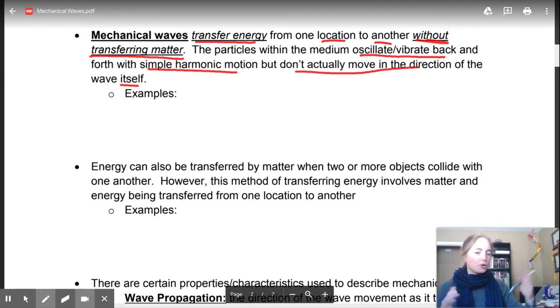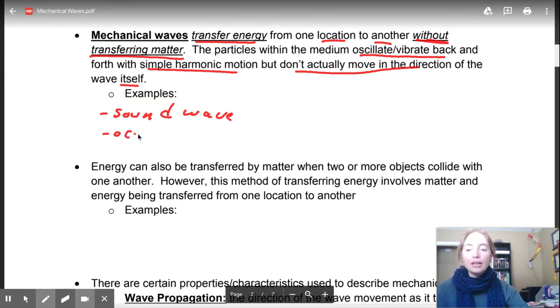So they kind of go back and forth, or they bump into something, but they don't actually move as far as that energy is going. Some examples of this are sound waves, which is a classic example, ocean waves, and earthquakes.